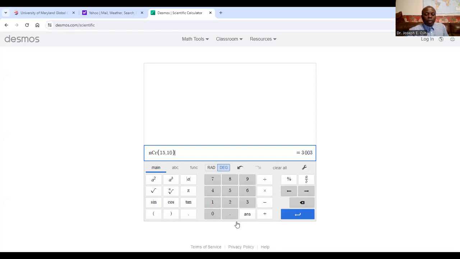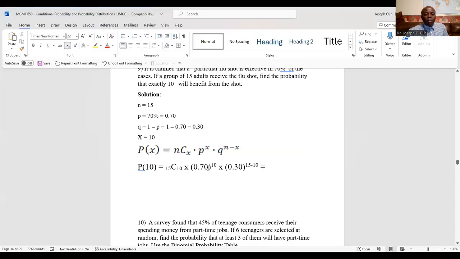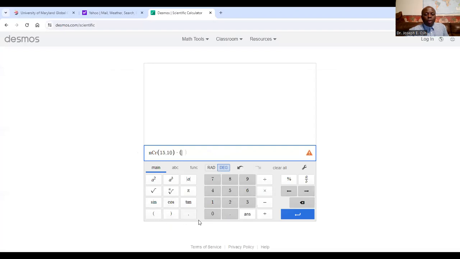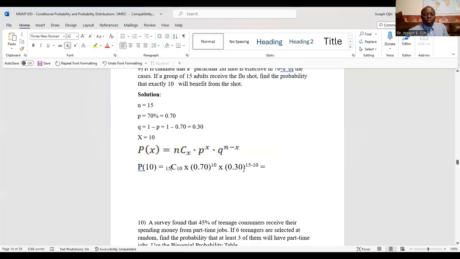Then it says that we multiply it by 0.7 to the power 10. Okay, I have times 0.70 raised to the power 10. Okay, times, next is this one, 0.3 to the power 15 minus 10. 15 minus 10 is 5. So that means 0.3 to the power 5.